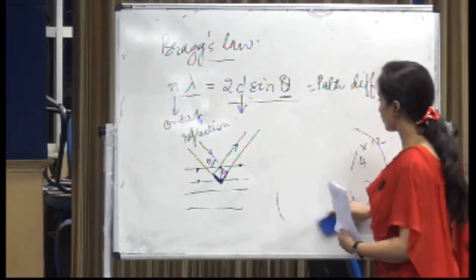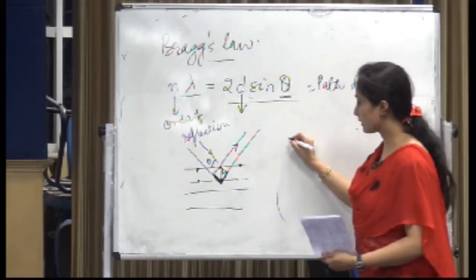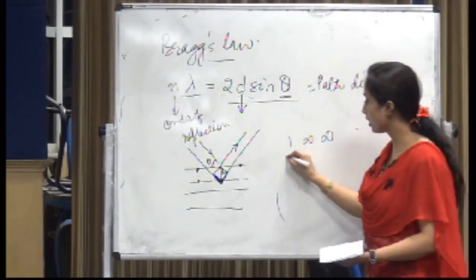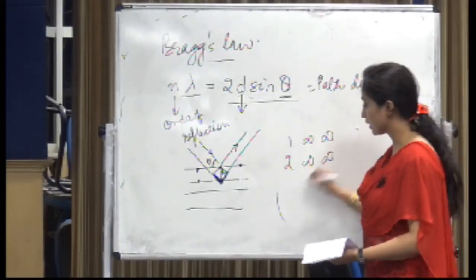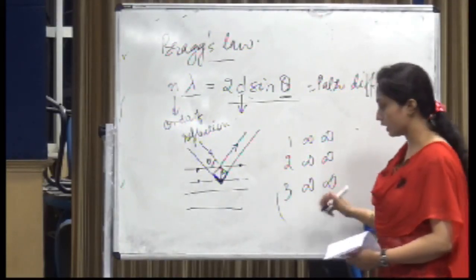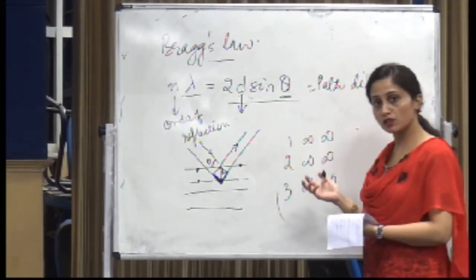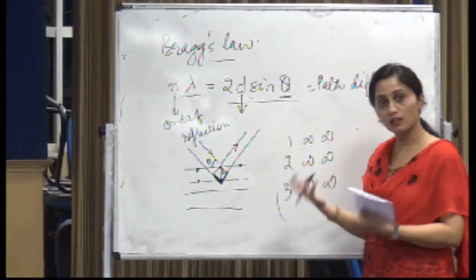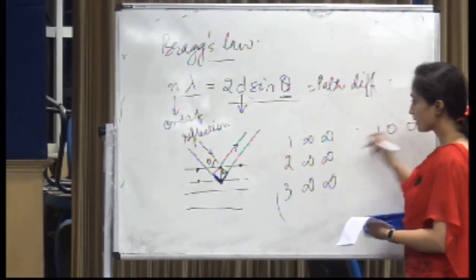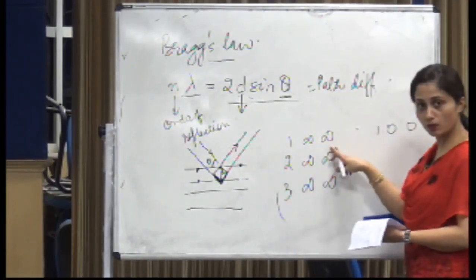For example, if the Weiss indices of one plane are 1, infinity, infinity, then for another plane they will be 2, infinity, infinity, and for a third plane 3, infinity, infinity. So what do I do to convert them to Miller indices? I take the reciprocal and multiply to make it an integer. So this will be 1 0 0, 1 by 1, 1 by infinity, 1 by infinity.